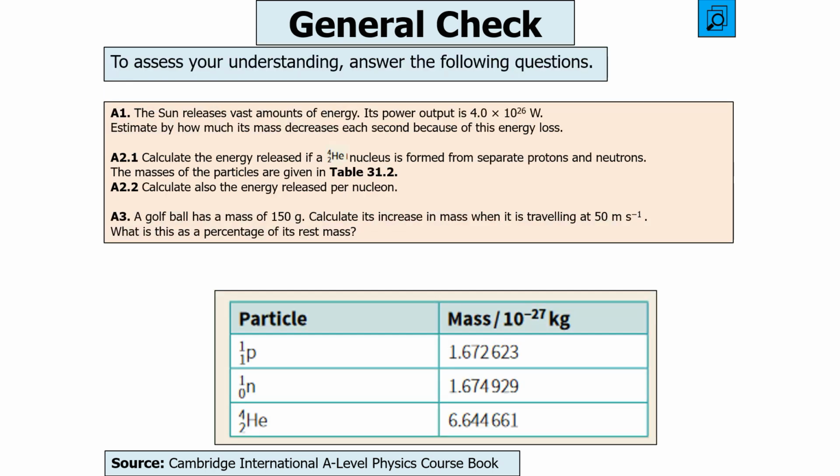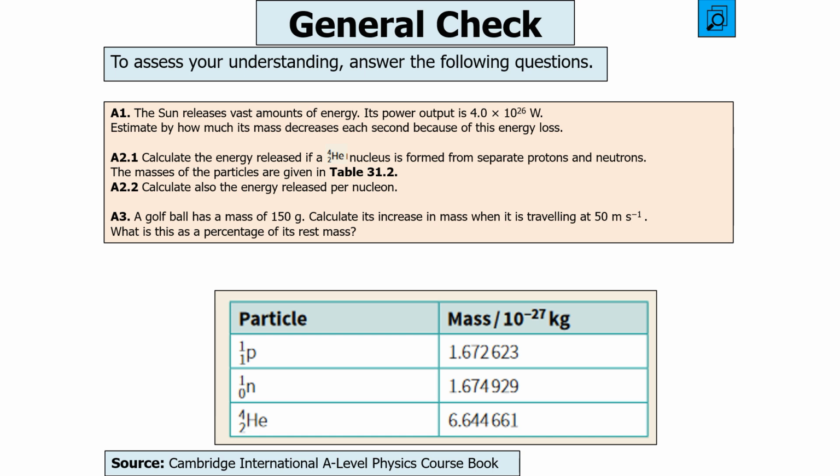The next question says the sun releases vast amounts of energy. Its power output is 4 times 10 to 26 watts. Estimate how much its mass decreases each second because of this energy loss. Then calculate the energy released if a helium nucleus is formed from separate protons and neutrons. The masses are given in the table below. Calculate the energy released per nucleon.